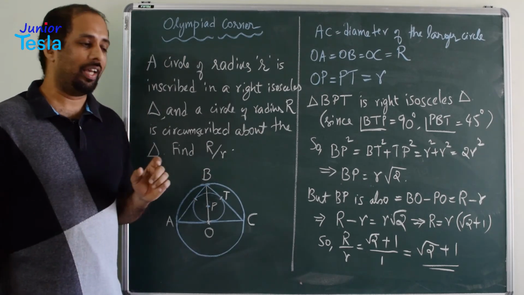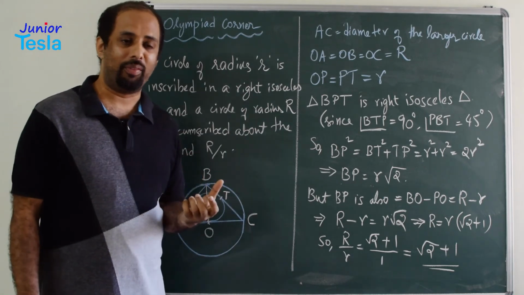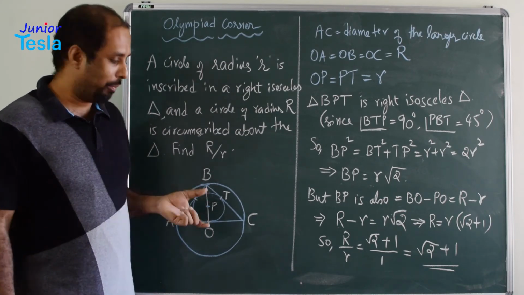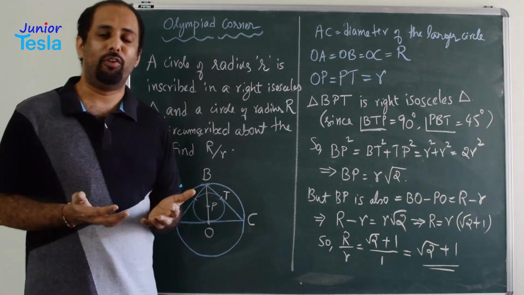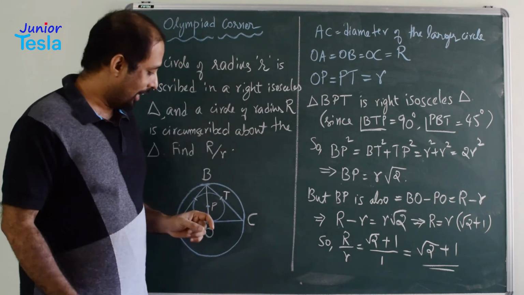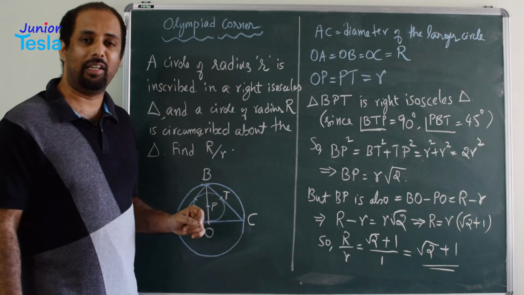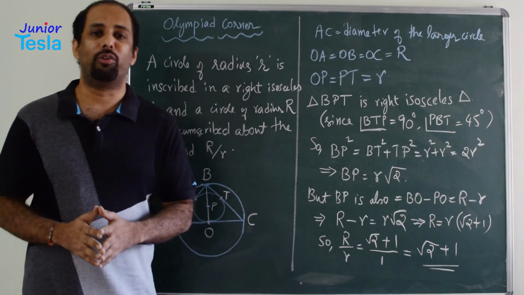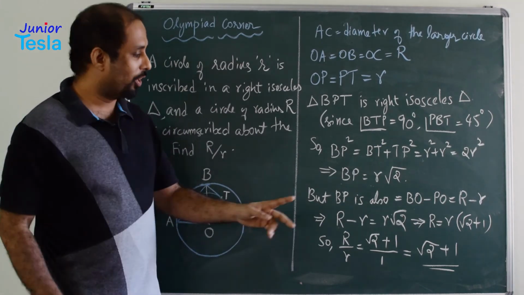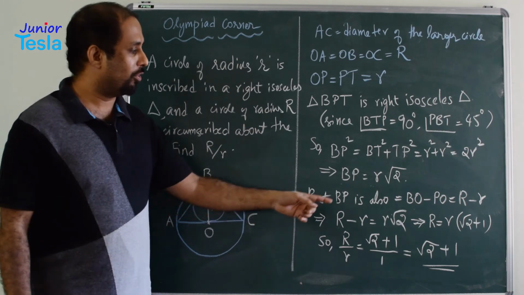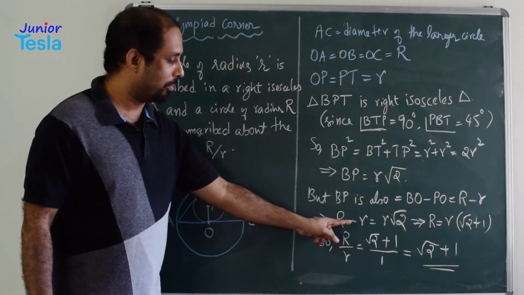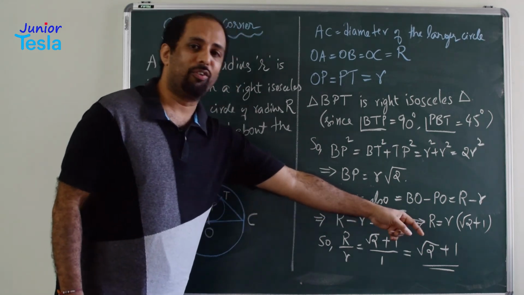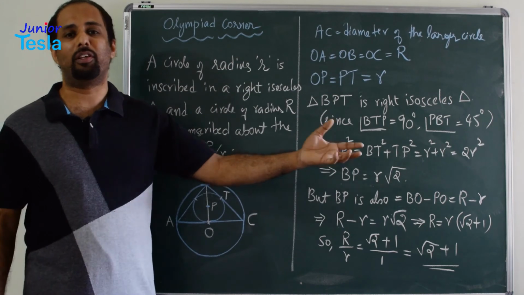But we can get the expression for BP in another way. What is BP? BP is nothing but BO minus PO. BO is the radius of the larger circle, capital R, and PO is the radius of the smaller circle, that is small r. So BP can also be written as BO minus PO, which is equal to capital R minus small r. So we got two expressions for BP. Let us compare them. So r root 2 is equal to capital R minus small r. Now you can do some rearrangement and you can get the value for R. So capital R is equal to small r times root 2 plus 1.